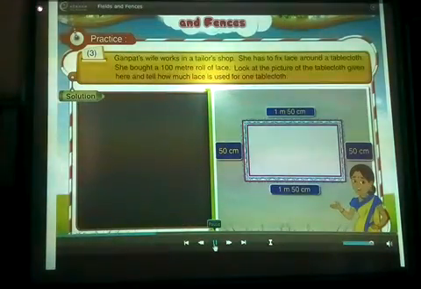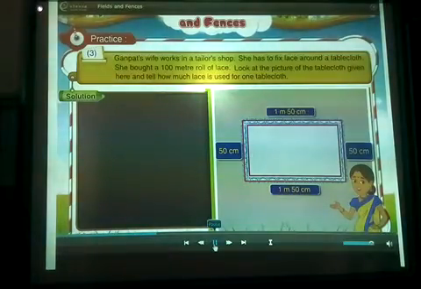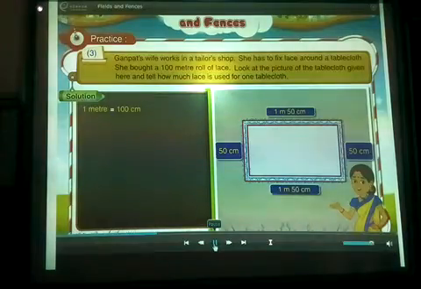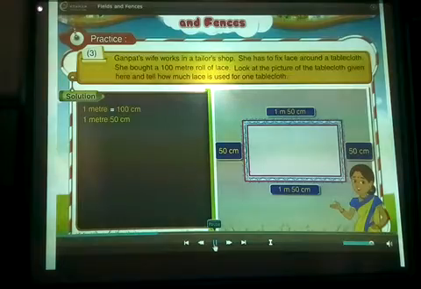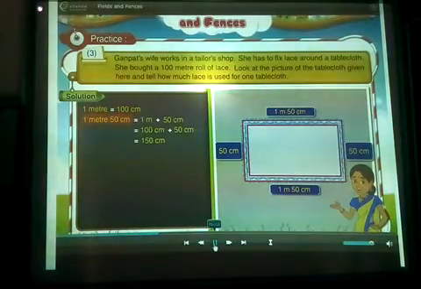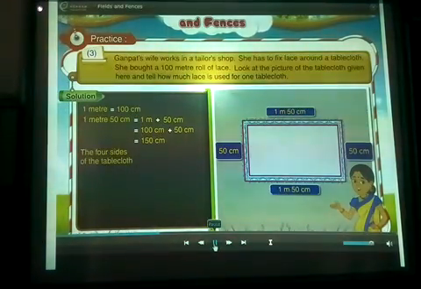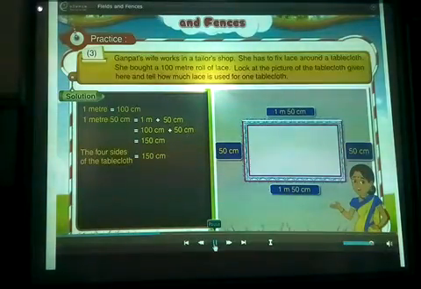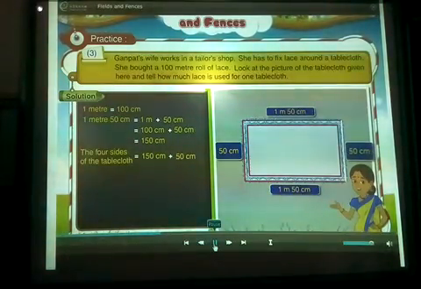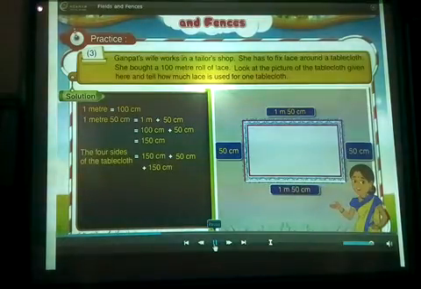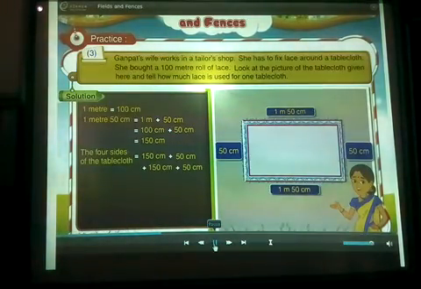Solution. Here, the lengths of the sides of the tablecloth are given. We know 1 meter is equal to 100 centimeter. So, 1 meter 50 centimeter is equal to 150 centimeter. Here, the four sides of the tablecloth are 150 centimeter, 50 centimeter, 150 centimeter and 50 centimeter.